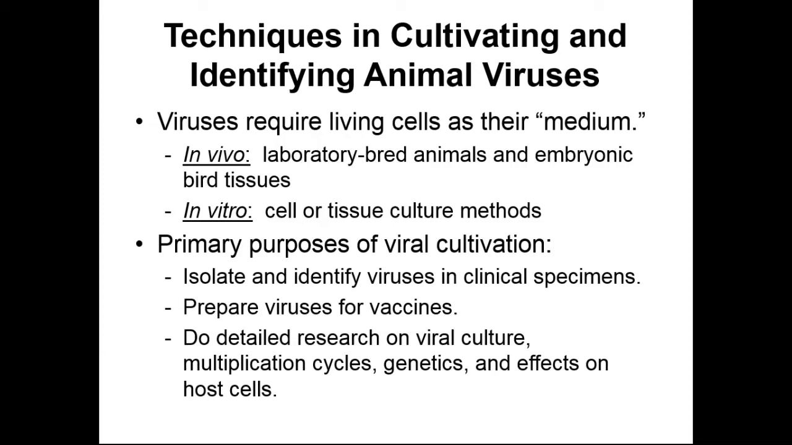When we go through viral cultivation, we need to isolate and identify viruses from a clinical specimen to make a diagnosis. We can use these viruses that have been isolated for vaccine preparation, or we can do more detailed research on the virus life cycle and effects on the host cells. Once we can isolate and cultivate the virus, we can better understand the virus and combat that virus.